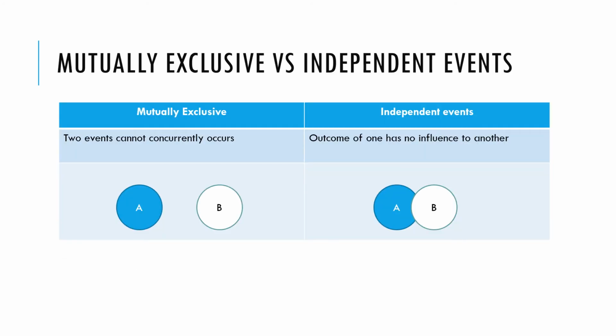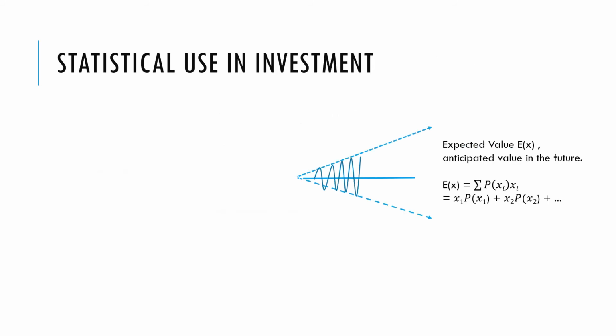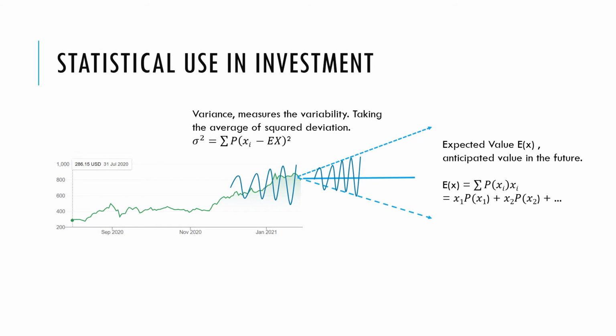This slide is to use a Venn diagram to explain the scenario for mutually exclusive and independent events. To calculate variance, we need to have the expected value, which is the sum of probability and price. Variance and expected value can be calculated using the historical mean price to calculate historical variance.